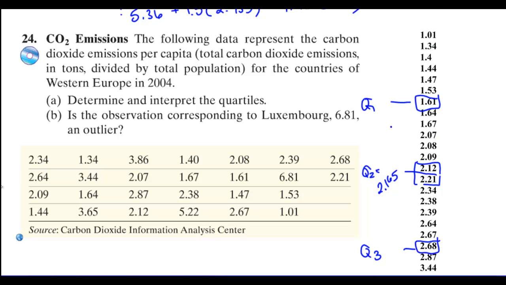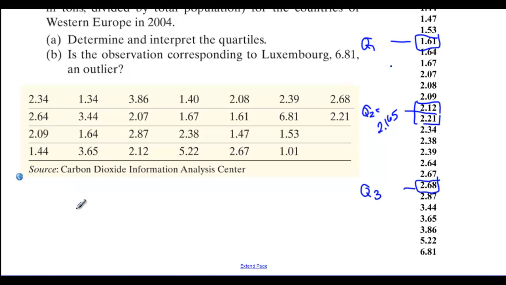And we need to determine our IQR. So for part B, the interquartile range, remember, is going to be Q3 minus Q1. So it's going to be 2.68 minus 1.61, so we're going to get an IQR of 1.07.